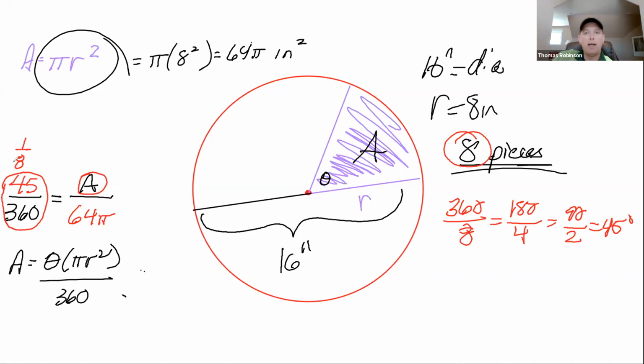When I multiply both sides by 64 pi, and this cancels, I get a pretty big number here. I get 45 times 64 pi over 360. Okay, if you want to use a calculator, you can, but I want to be a little bit smarter than that. I want to believe that I can take this ratio right here and make it look like 1 over 8.